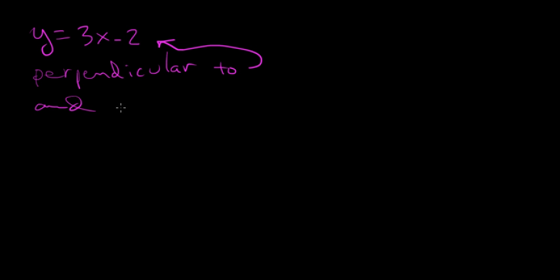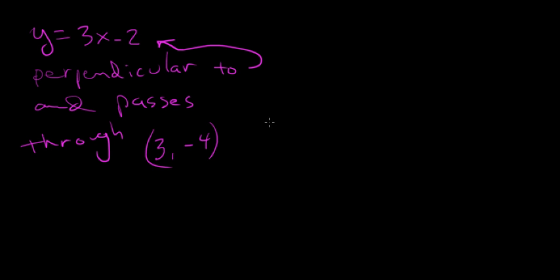and passes through, let's say, 3, -4. Can we do that? Sure. First of all, what's the slope of the perpendicular line going to be? The slope of this line is 3. So the slope of the perpendicular line is -1/3.